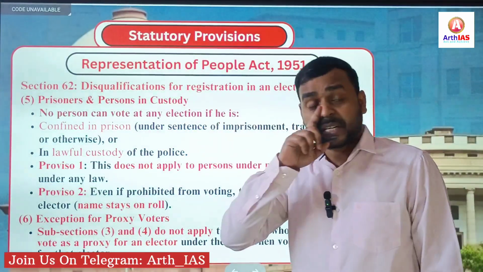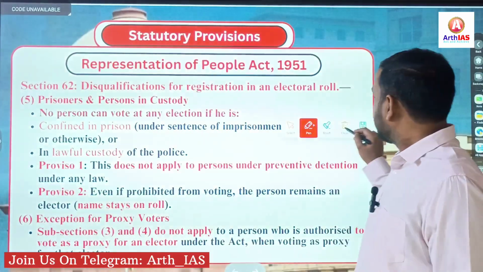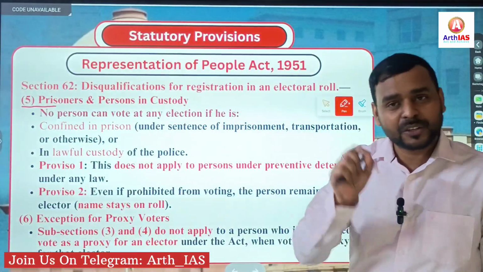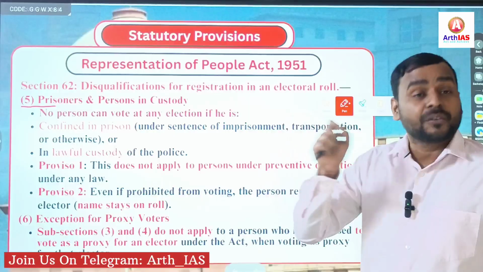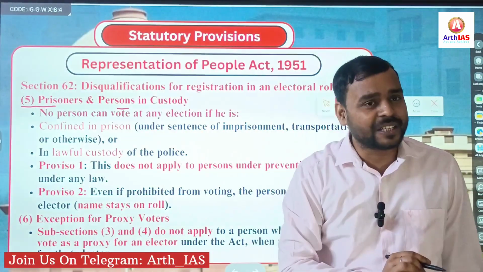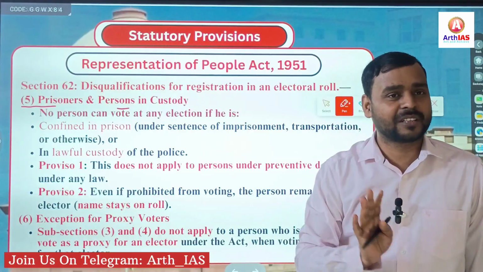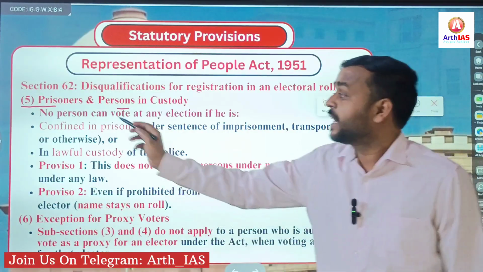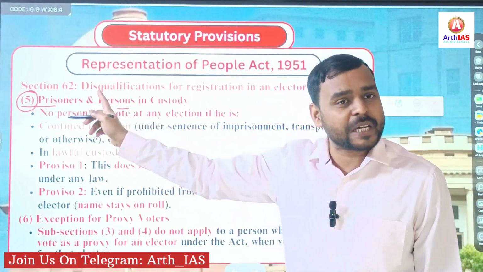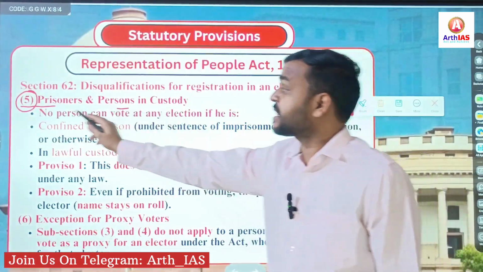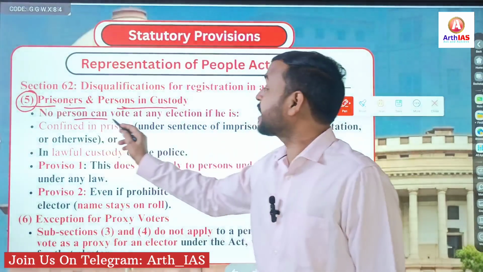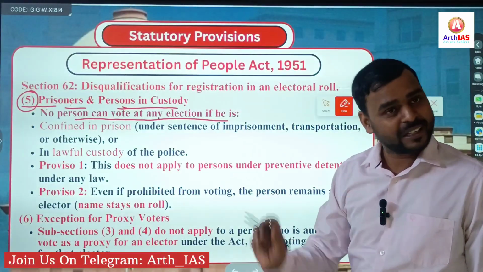So again, subsection 5 is very important. Why important? Generally, aspirants think, and even as a common citizen of India, you might be thinking, whether a person who is in prison or in custody has the right to vote or not. The answer is no. It is clearly written in subsection 5 of section 62 of the Representation of People Act 1951. It simply says that prisoners and persons in custody, no person can vote at any election.